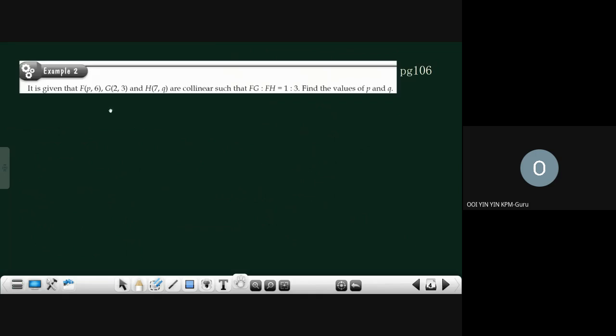Come, this is example two. The title is solve the following problems, as you can see in our worksheet. Now look at this question. It is given that F, P, 6, G, H, Q. These P and Q are the variables, and that means you know what to do: you have to find the values. The points are collinear such that FG to FH is 1 to 3. Find the values of P and Q.